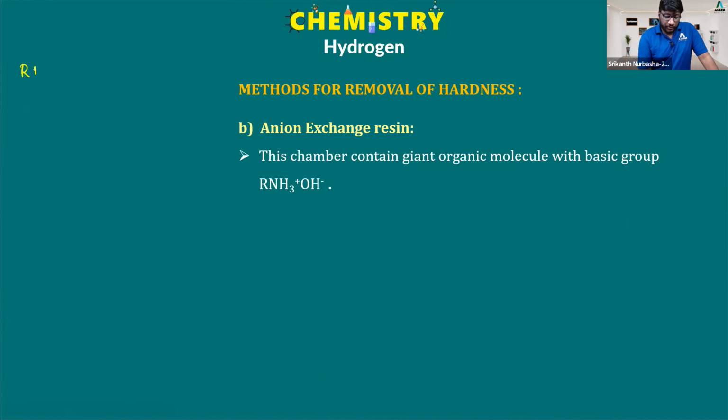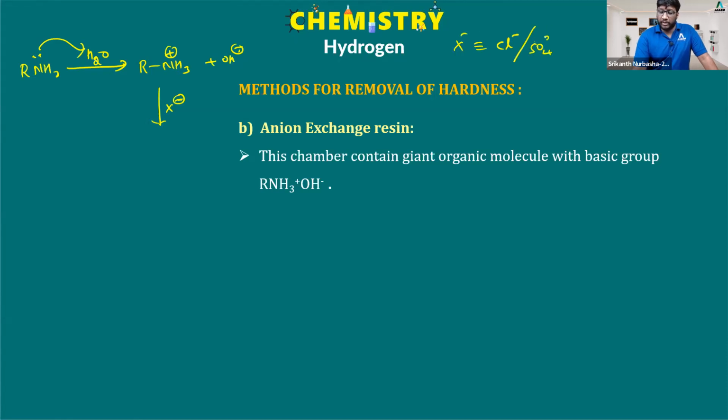We can have RNH2. RNH2 will be reacting with water. The lone pair of electrons present on nitrogen picks up the proton, forming RNH3 plus. Along with that, OH minus is released. This will be reacting with X minus. X can be Cl minus or SO4 2 minus or HCO3 minus. That is the anion. Like sulfate means we should have 2X minus, right? We can take only Cl minus or HCO3 minus. They will develop attraction with respect to the ammonium ion, and RNH3 plus X minus is going to be formed.